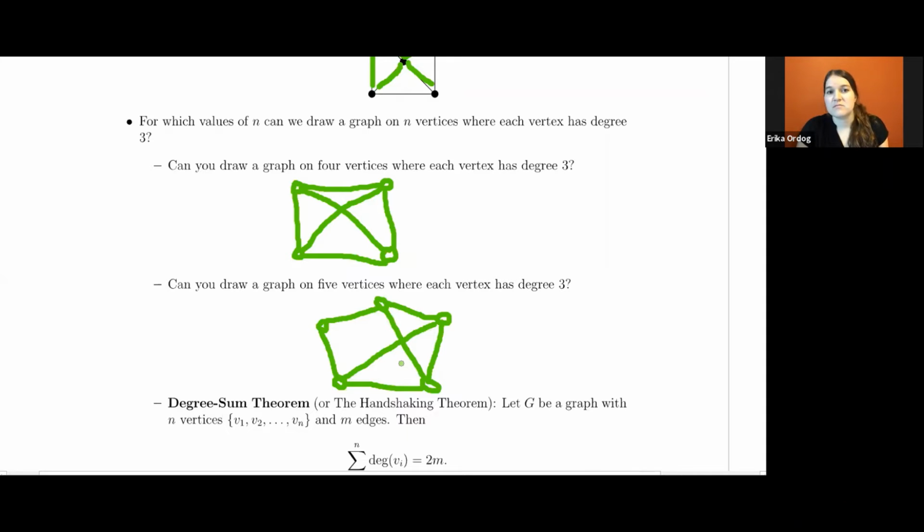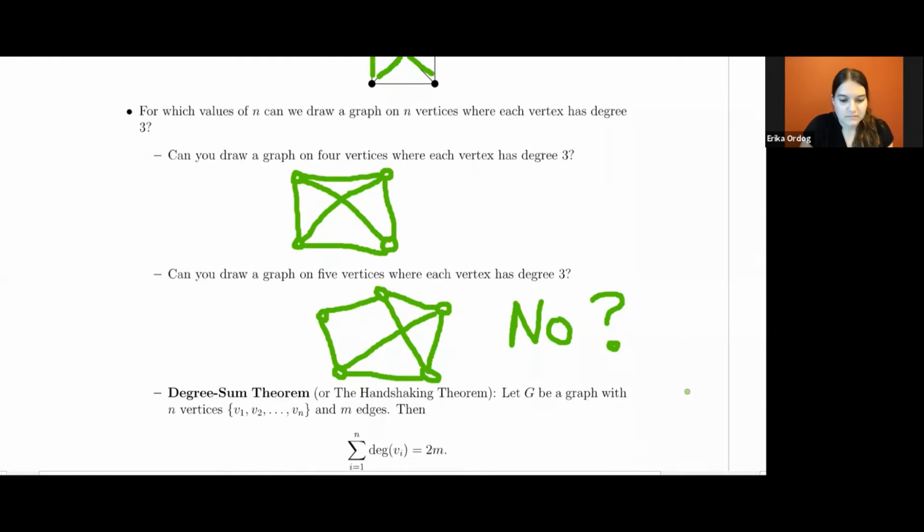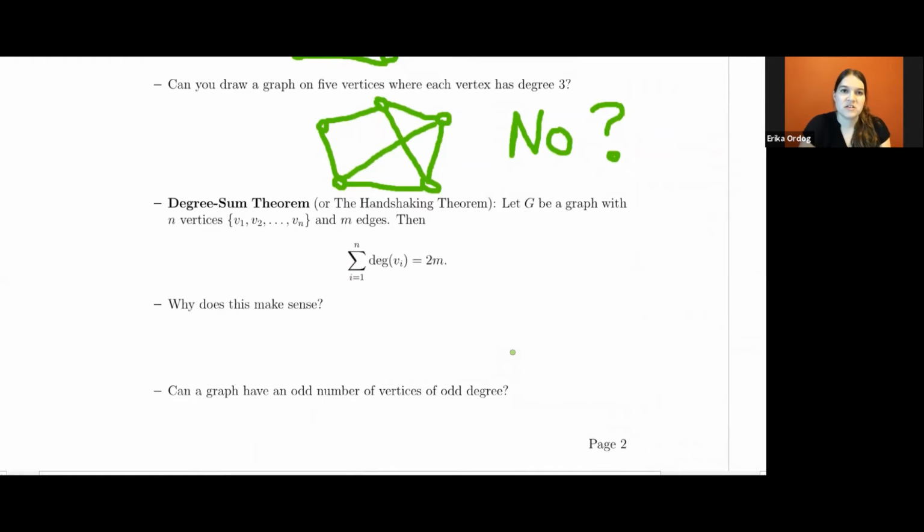And you can try some other ways, starting with different connections between the vertices, but you probably weren't able to do it. So we'll say no, but just because we can't find an example doesn't mean it's not possible. We would need some kind of theorem to prove that we can't do it. So we'll see if we can use what's called the degree sum theorem, or the handshaking theorem. We'll let G be a graph with n vertices, call them v1, v2 through vn, and m edges.